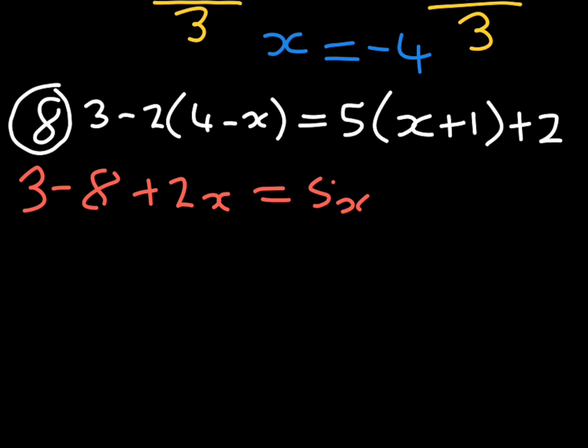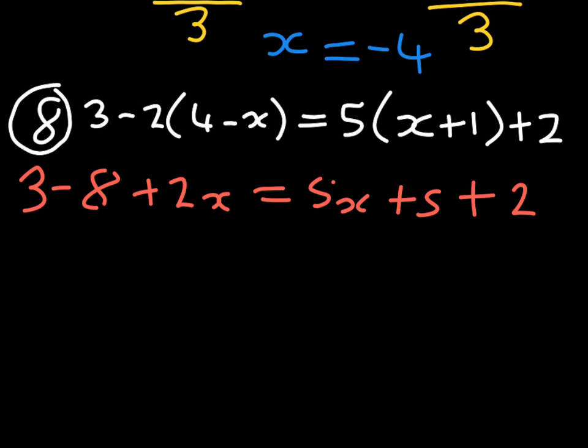This equals 5x plus 5, and then we drop the plus 2. Right, so to make things a little bit easier for ourselves, we are now going to simplify both sides. As we can see, on the left-hand side, we have 3 minus 8, and we have 5 plus 2 on the right-hand side. And just to make things a little bit easier for ourselves, we're going to add these constants together.